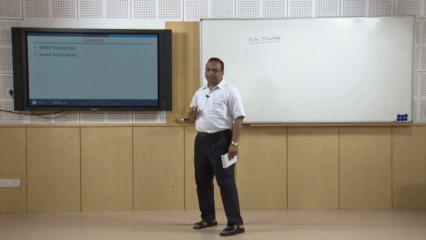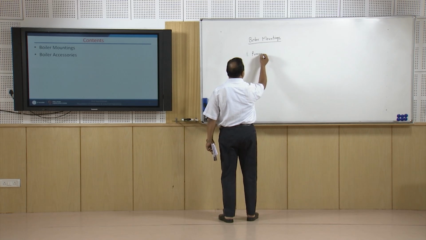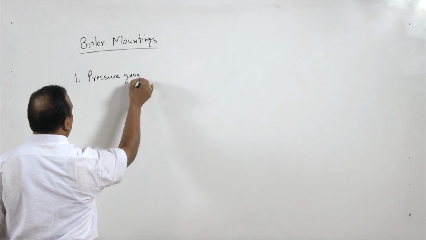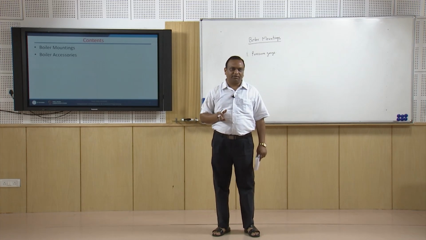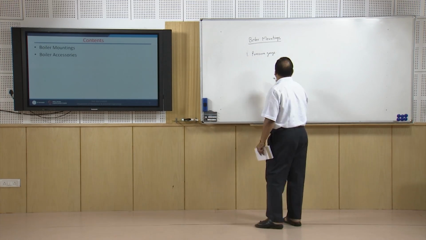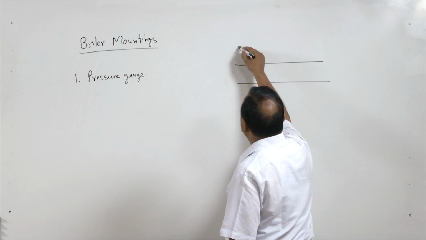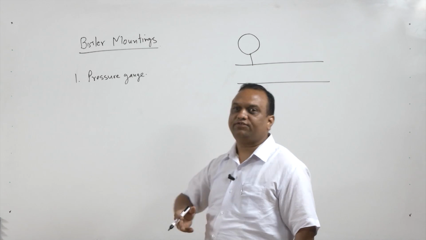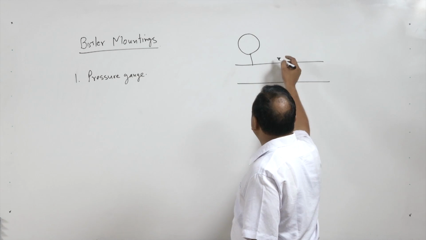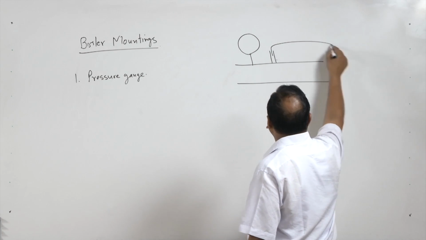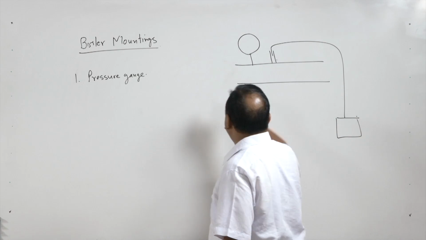Now the first and foremost thing in a boiler is a pressure gauge, because we must know what order of pressure exists inside a boiler. So in a boiler, the pressure gauge is fixed on the shell. It is a dial type pressure gauge. Nowadays digital pressure gauges and pressure transmitters are also available. These pressure transmitters are simply transducers, and signals are sent to the display unit. But a dial type pressure gauge is a must.